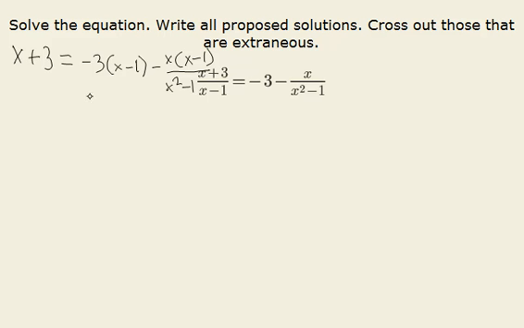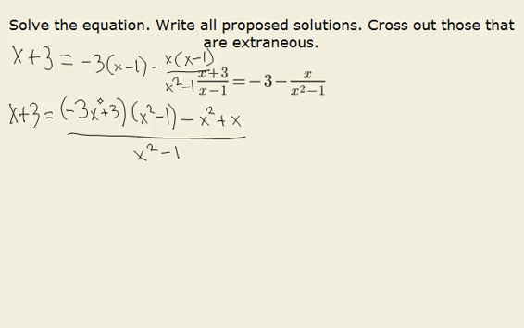From here we can simplify and distribute this -3, and then find a common denominator by multiplying -3 times (x - 1) times (x² - 1) all over x² - 1 to get our common denominator. So what we did here is distribute the -3 to get -3x + 3 times the quantity x² - 1. Then we distributed this negative to the x for -x², and then we distributed the minus for the -x times -1 to give us +x, and that's all over x² - 1. Now we'll just simplify this right side.